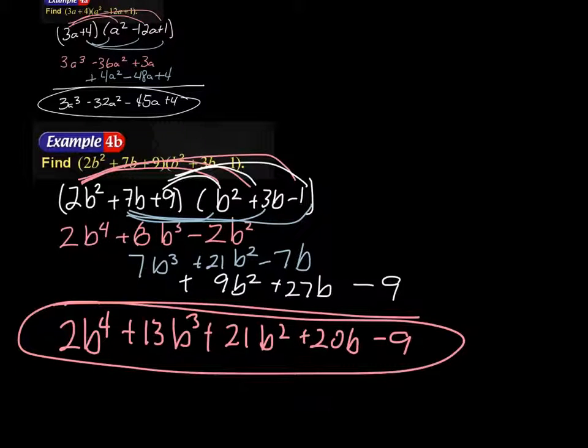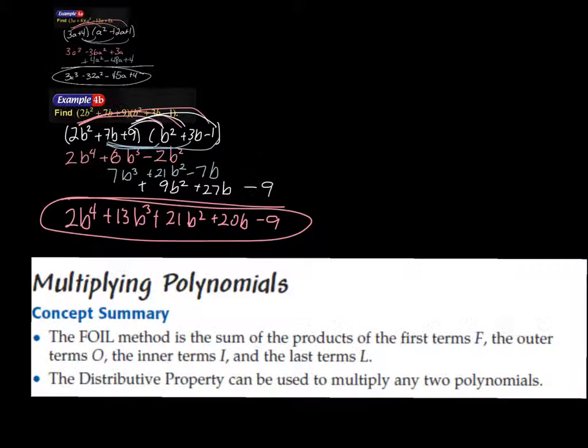Never hurts to double check your work. Found it. And you can notice the pattern. I should have noticed that as I was writing it, but I was talking at the same time as writing. So there's my exponents. 4, 3, 2, 1, none. The FOIL method is the sum of the products of the first terms, F, the outer terms, O, the inner terms, I, the last terms, L. The distributive property can be used to multiply any two polynomials. They don't have to just be binomials.